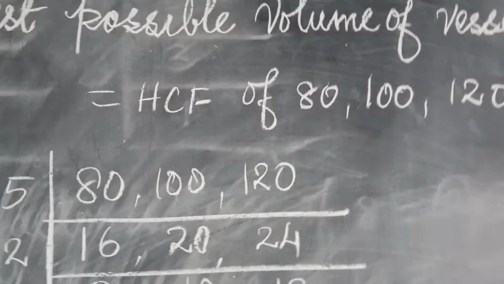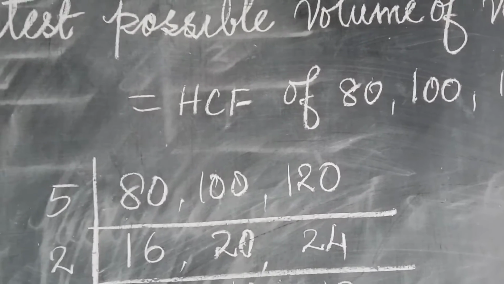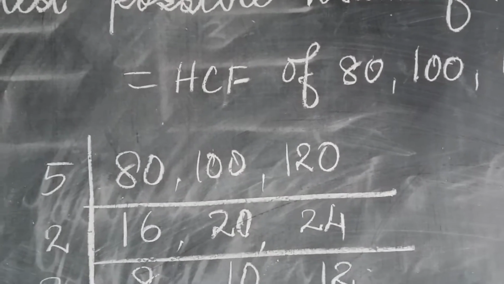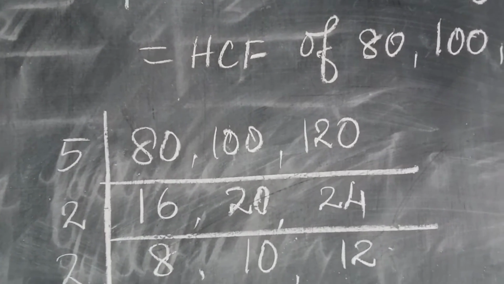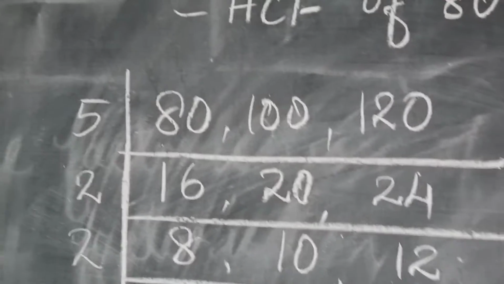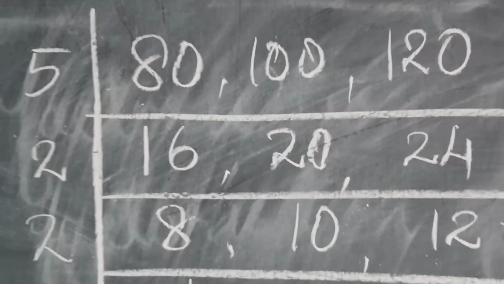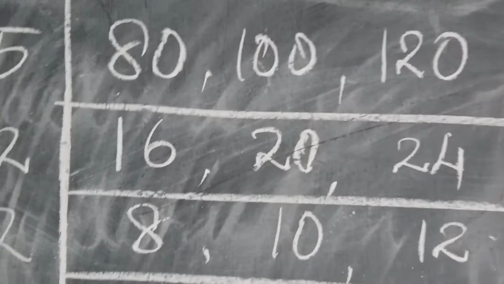Then 0 is there in one's place, that means fifth table. So 16 5s are 80, 20 5s are 100, 24 5s are 120. Again 2 table we are using, 8 2s are 16, 10 2s are 20 and 12 2s are 24. See here.